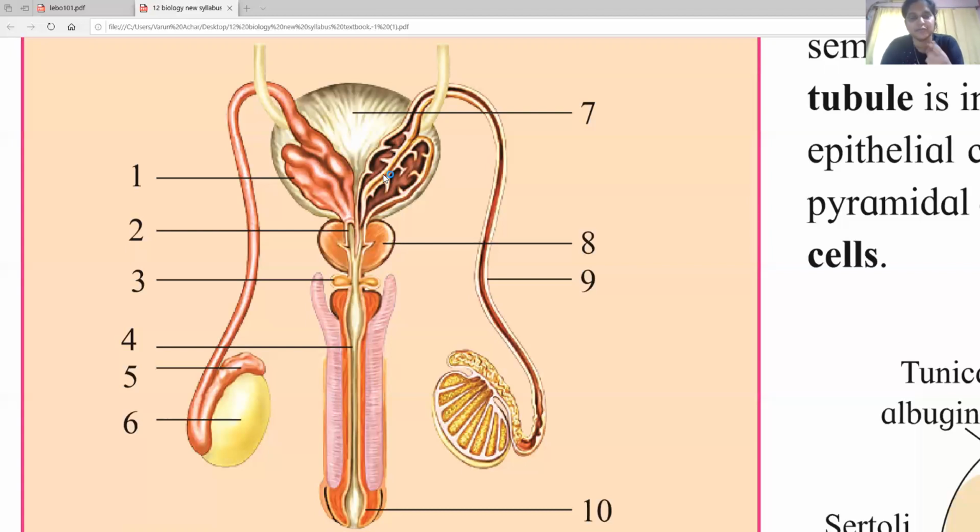Now semen is a fluid. We will be discussing more about this fluid in the next session. In this fluid the sperms are able to swim and move.